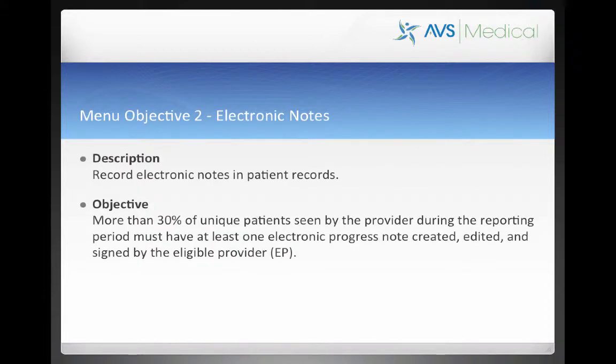The next one, very straightforward, very easy, is that you are using electronic notes in the patient's record. So pretty much everybody's doing this. This should be a slam dunk for everybody. The measure here is that 30% of the unique patients that you see have at least one electronic progress note that was created, edited, and signed by the eligible provider. I think pretty much everybody is already doing this, so this should be the number one menu objective that you do.